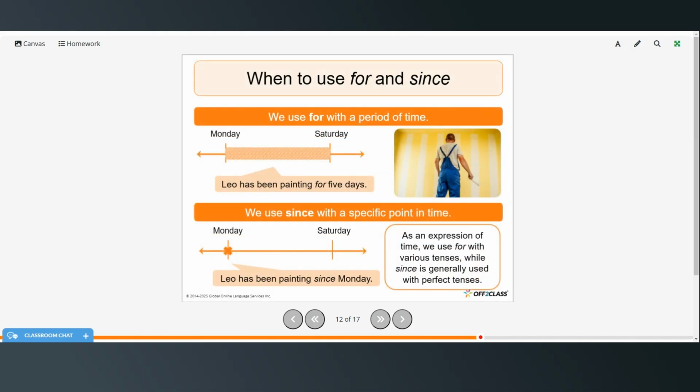So we use for with a period of time. So if we're going from Monday until Saturday, we would say Leo has been painting for 5 days. And we use since with a specific point in time. So Leo has been painting since Monday. As an expression of time, we use for with various tenses, while since is generally used with perfect tenses.